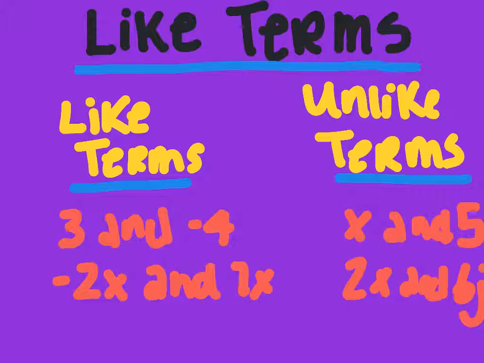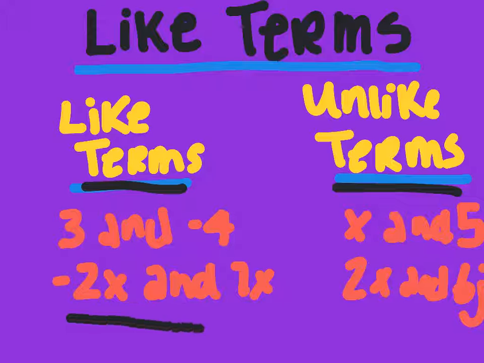Okay, so there's a little chart right here. These are like terms over here. 3 and -4 are like terms because you can group them together, okay? But x and 5 are unlike terms because you can't put 5 and x together. You can't put 2x and 6j together because they have different variables, x and j, so you can't group them together. But you can group -2x and 7x together because they have the same variable. Right, so we got that.